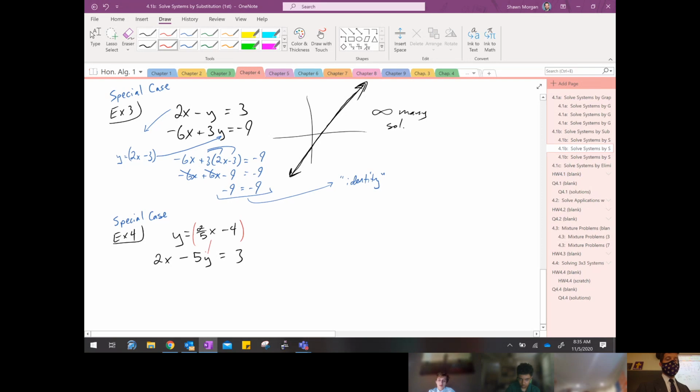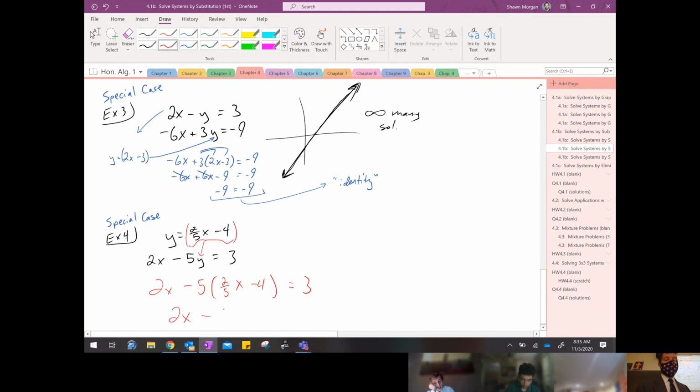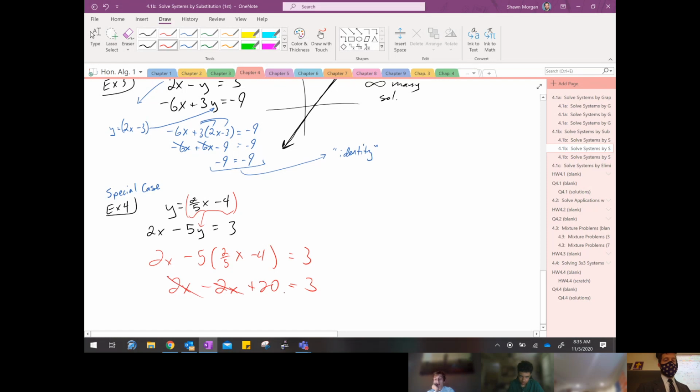y already isolated, so let's just plug that in place. In the second equation, 2x minus 5 times the quantity 2/5 x minus 4 equals 3. Distribute negative 5, and we get 2x minus 2x plus 20 equals 3. The 2x's cancel out, and you got 20 equals 3. What do we call that again? That's a contradiction. And so an identity leads us to infinitely many solutions. A contradiction, all right, we would say, sorry, no solution.